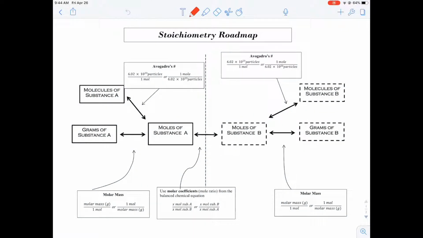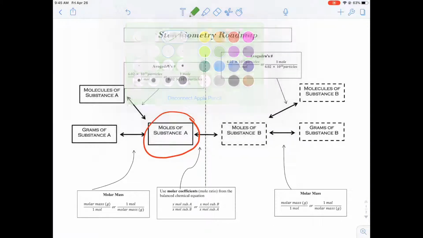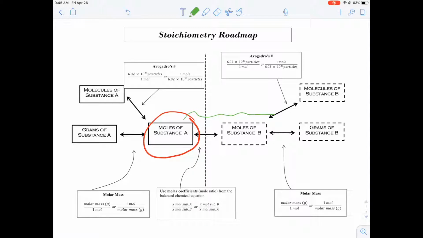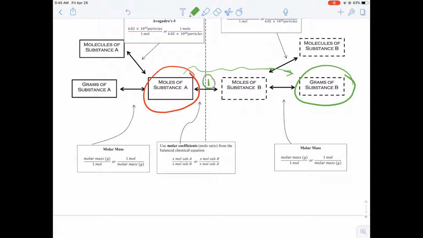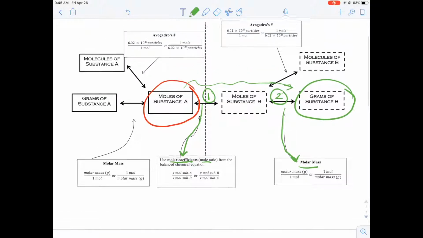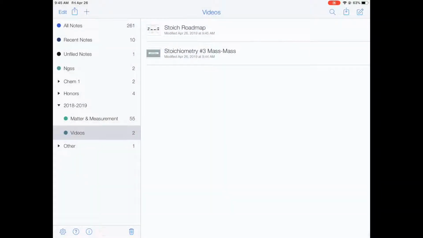We're going to start with moles of substance A, and we're going to go to grams or mass of substance B. So we have 2 steps to get through. It says here that this step we need to use the molar coefficients, the mole ratio. Then we need to use our molar mass. So keep this out next to you to use. I'm going to flip back and forth.